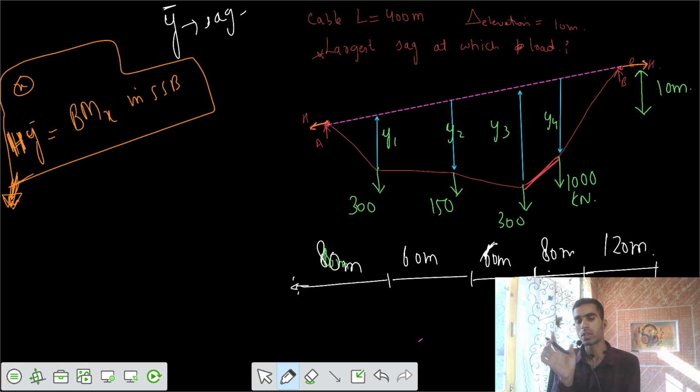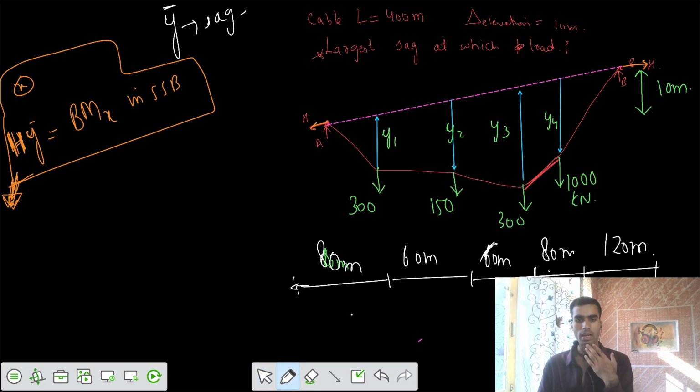Because I have the section fixed, that is X is fixed, I can get the bending moment at that section X, and based on that I can get the ordinate Y at that location. So this is the theme of that problem. How can we go for this problem?